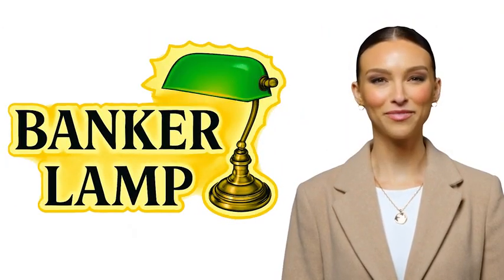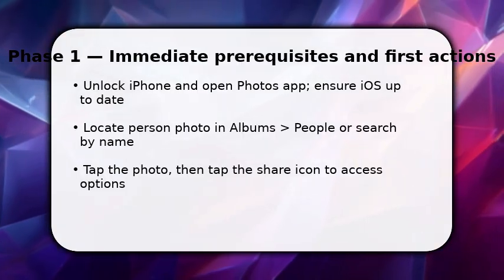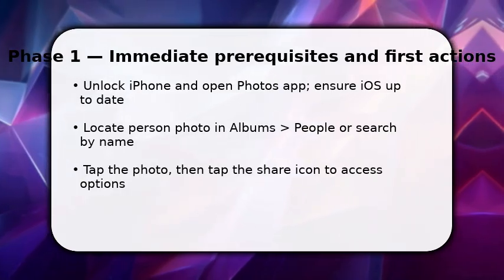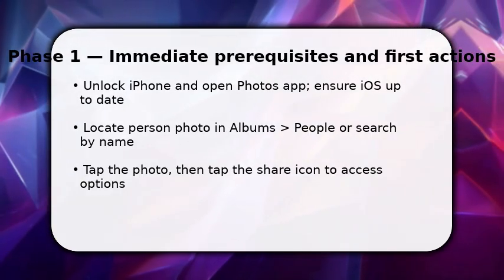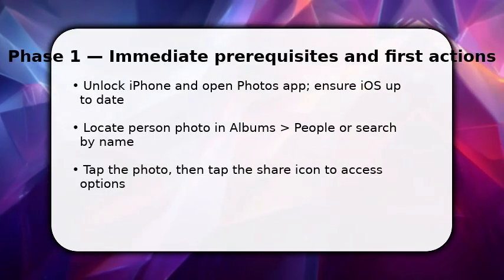Please enjoy the video. You start by opening Photos and finding the person image you want to change. This saves time. Once located in Albums People or via search, tap to view it full screen. Next, tap the three-dot menu or share icon to reveal editing and identification options.